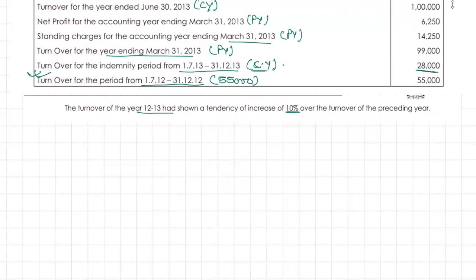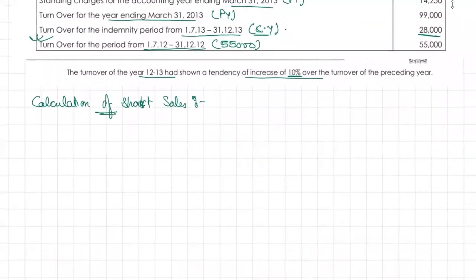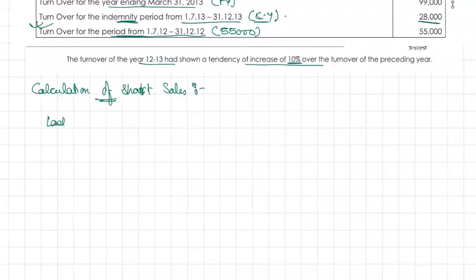Turnover for the year has shown a tendency to increase 10% over the turnover of the preceding year. So first we'll do calculation of short sales. Now see how much our turnover has been. No, sorry, for past year. So we'll write last year indemnity period turnover. Indemnity period means when the fire happened.